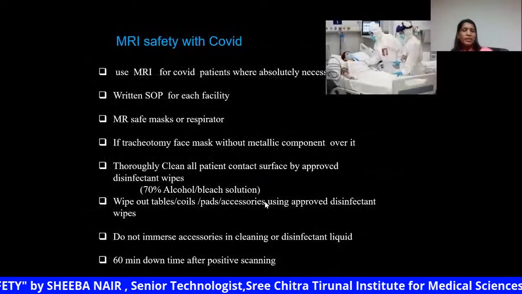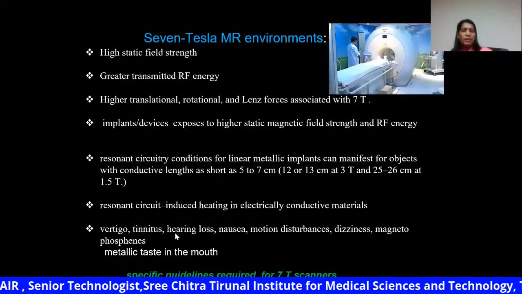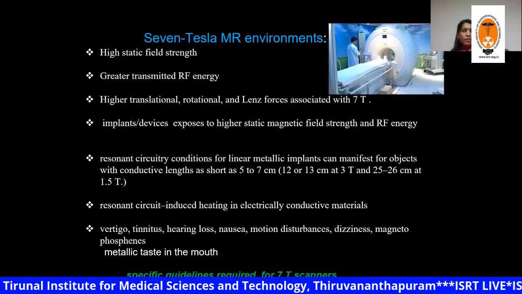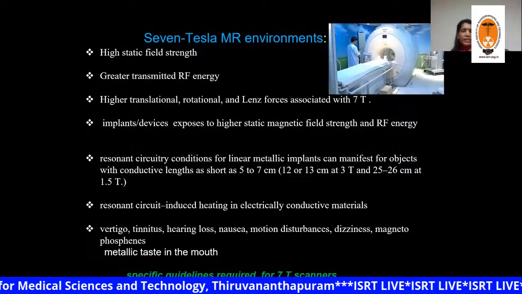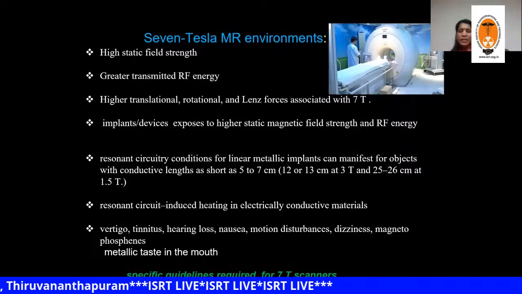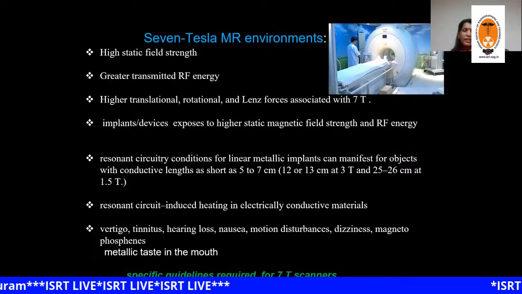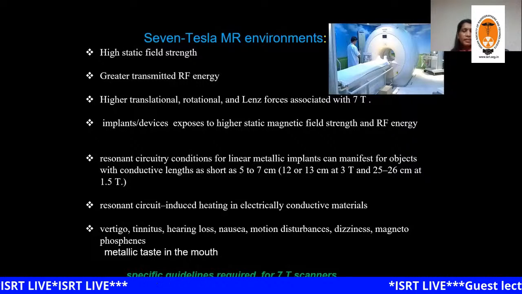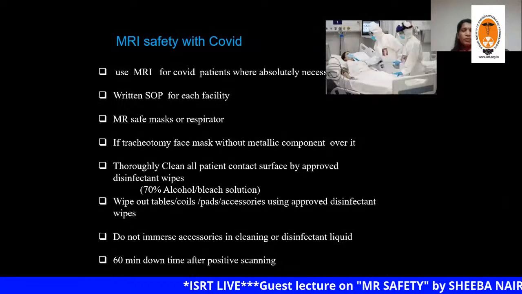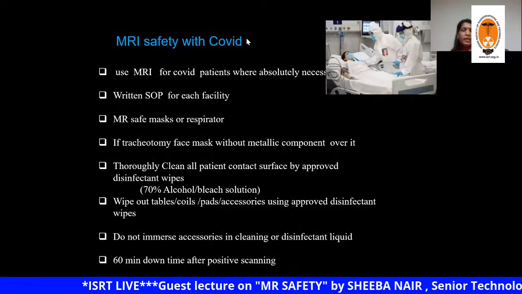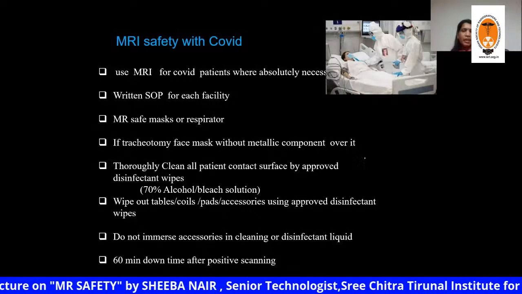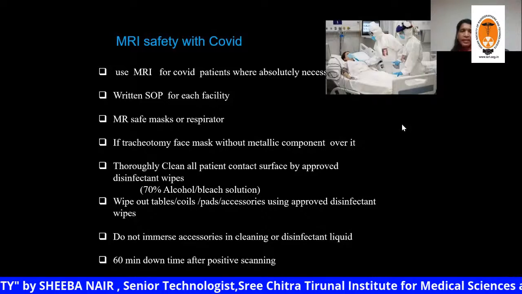There have also been reports of vertigo, tinnitus, hearing loss, nausea, motion disturbance, dizziness, and magnetophosphenes in the 7 Tesla MR environment. So the 7 Tesla MR environment requires special safety guidelines compared to 3T or 1.5 Tesla. Now we are at the COVID pandemic. During the COVID scenario, we have to follow certain guidelines.